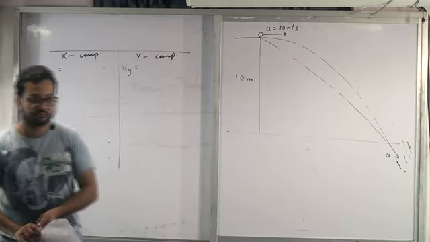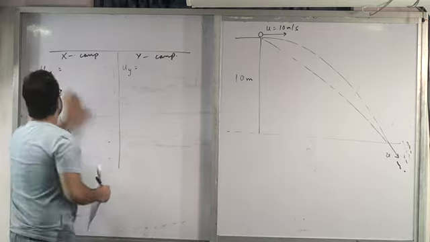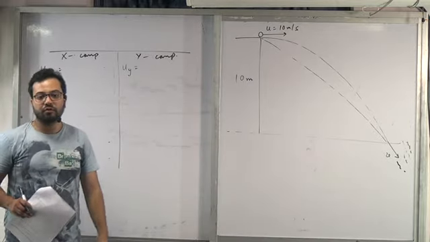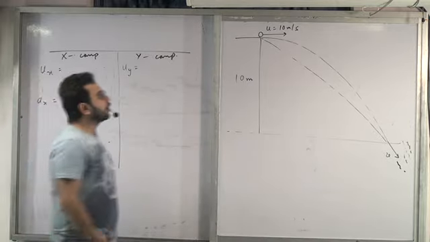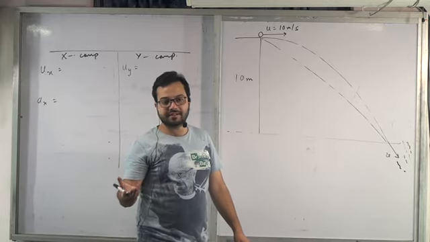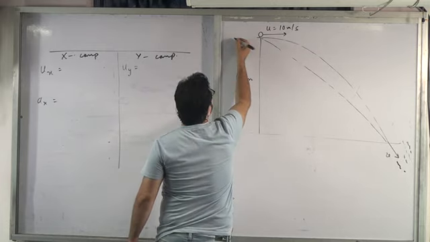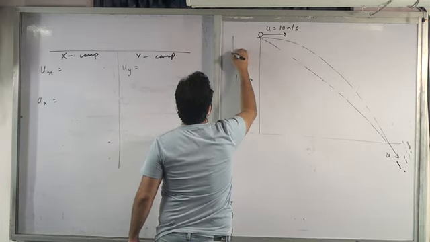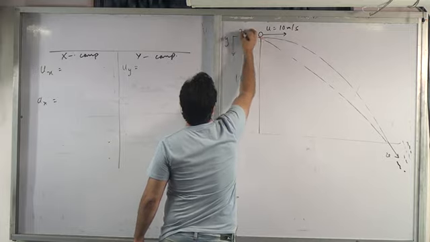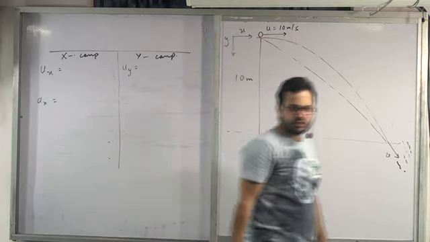Alright. So I can break this motion into two components. The choice is yours. How do you want to take the x-axis? How do you want to take the y-axis? I would do it something like this. I'll take this as the y-axis and I'll take this as the x-axis. My choice.